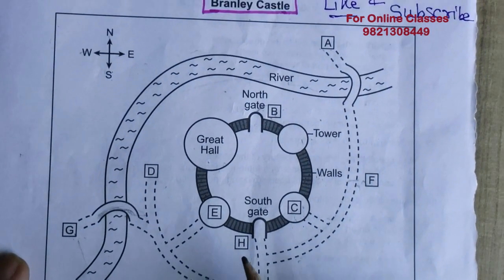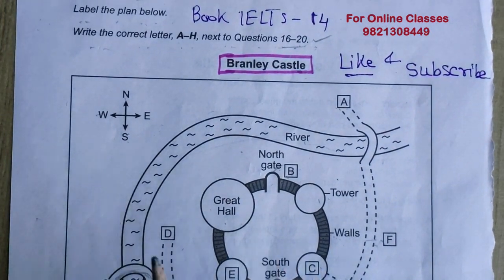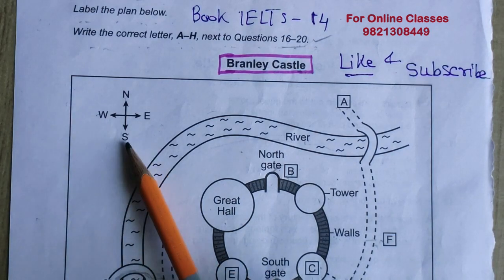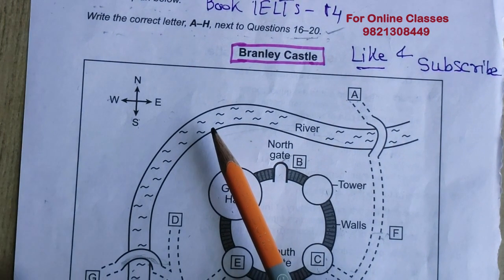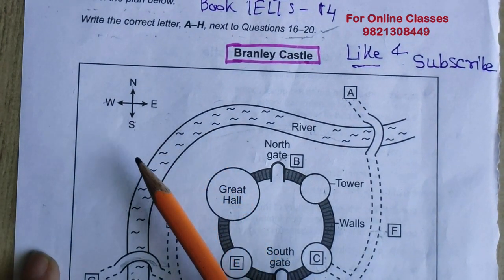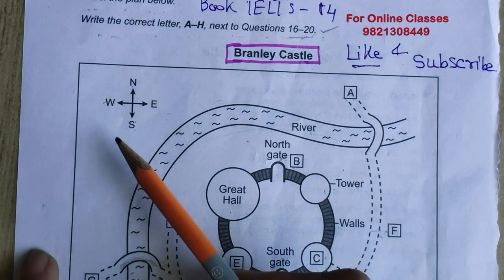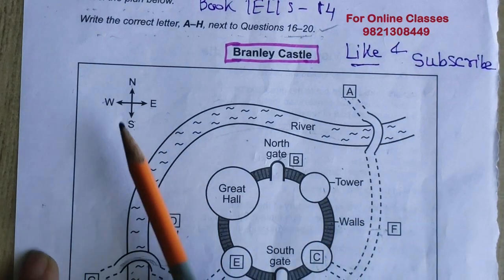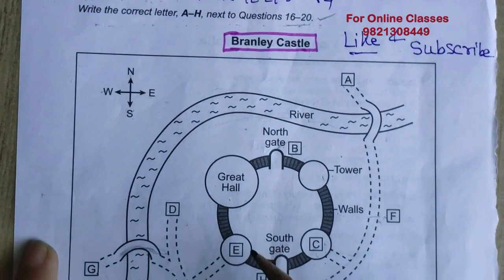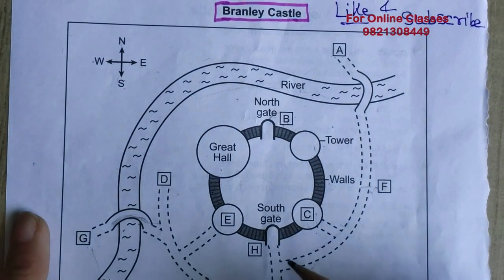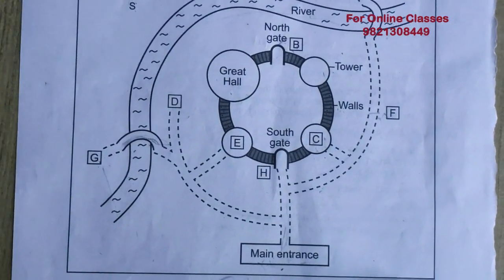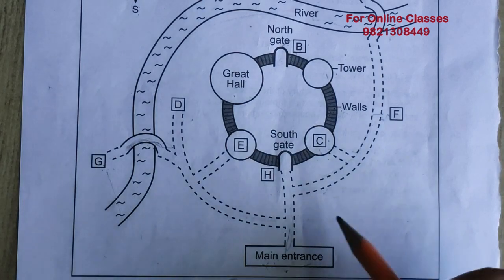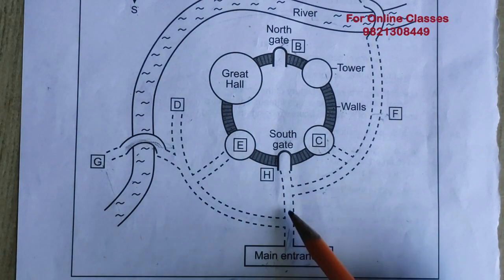the main entrance only. Okay, now one more thing is they have given the directions also. Okay, directions also. So just keep in mind, if the speaker says towards the west, you have to go towards this side, towards the east this side, north means up, south means down. Okay, and now about the roads also. Now this is a road, main entrance.